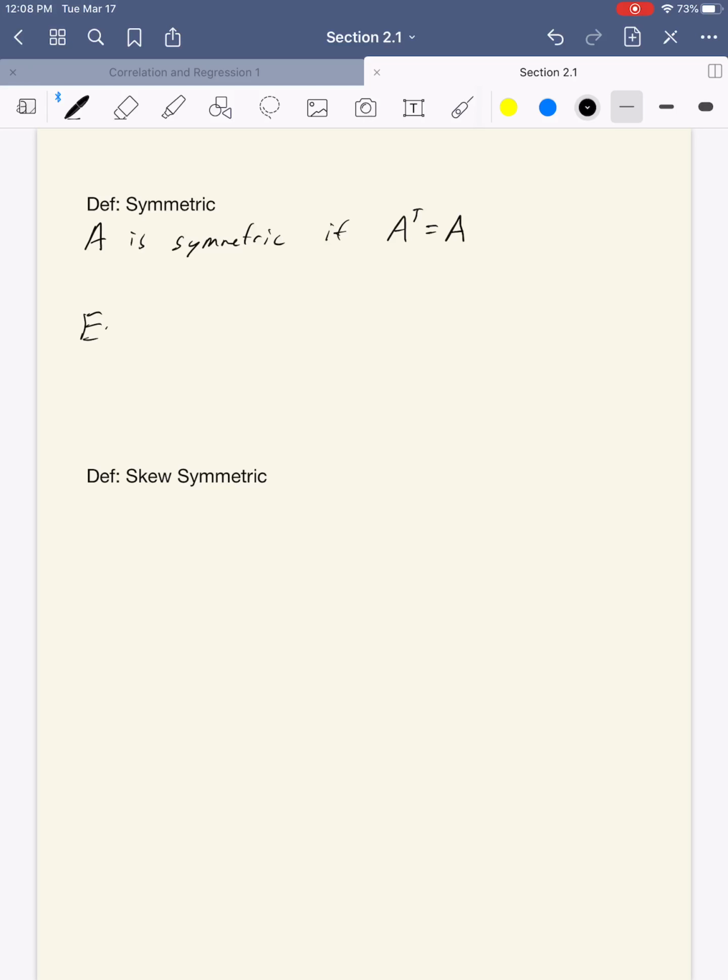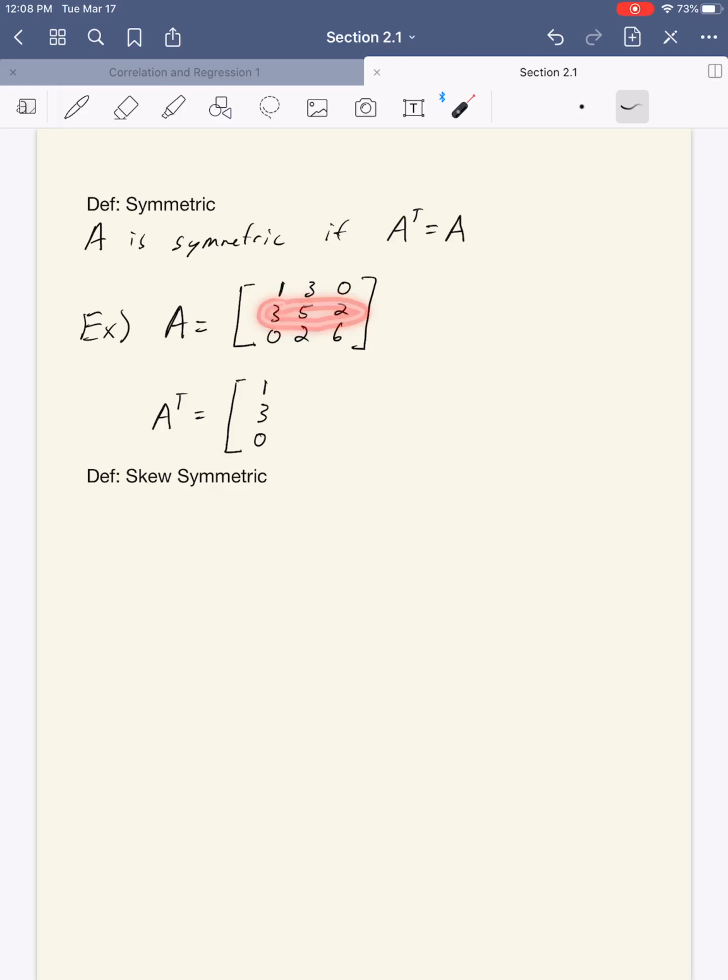So let's see a quick example of that. That would look like A is 1, 3, 0, 3, 5, 2, 0, 2, 6. So how would we check that? Well, you can just confirm that if we did A transpose, remember that the transpose is interchanging the row-column structure. So you would take this first row and change it into the first column: 1, 3, 0. Then you would take this second row and change that into the second column, 3, 5, 2. And finally, you take this third row and change that into the third column, 0, 2, 6.